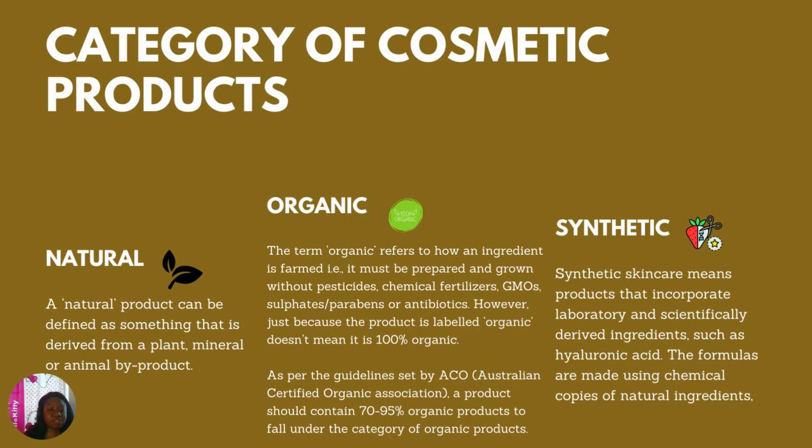So synthetic raw materials are basically developed in the lab to imitate the natural form of that plant. So usually this is to prevent the plants from going extinct because guess what, if you love to use say for example, what's an example I'd like to use?